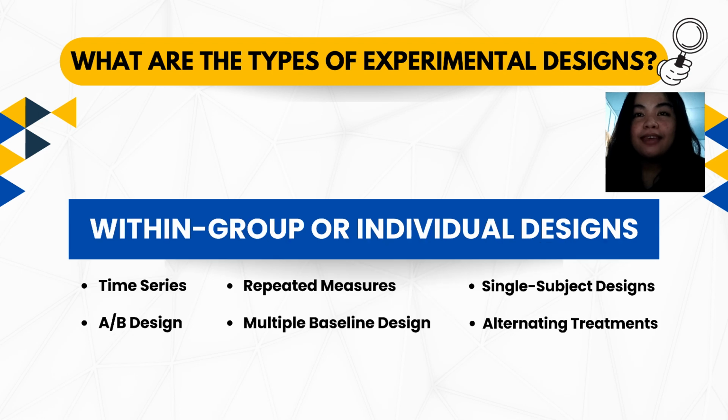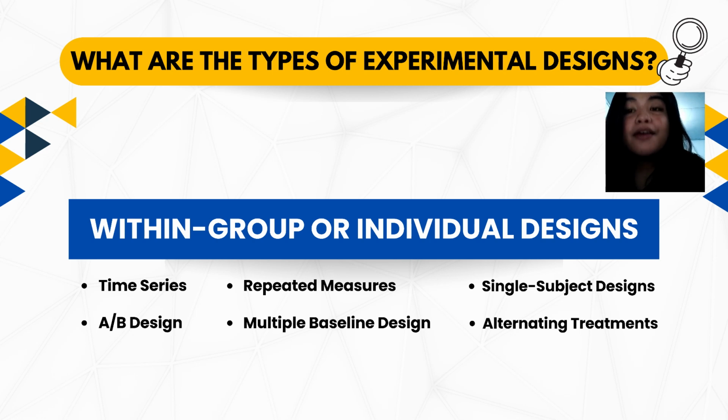Okay, let's proceed with within-group or individual designs. In some experiments, we can only study one group or individual, so we use within-group or individual designs. These include, first, time series. It is when researchers study one group over time. It might take multiple measures before and after an intervention. This design helps understand change in a system, like a school district. And also, it is labor-intensive because it collects lots of data.